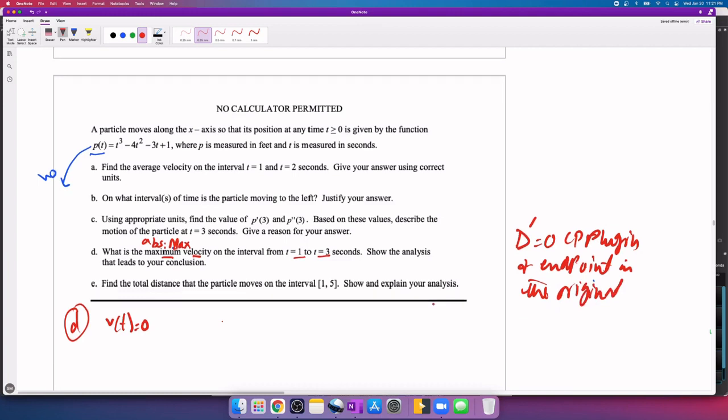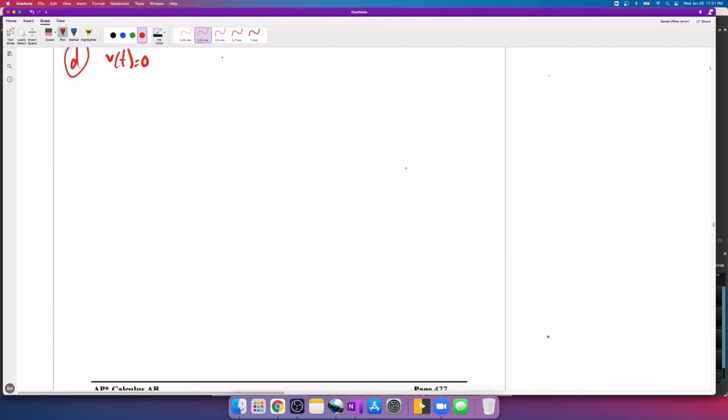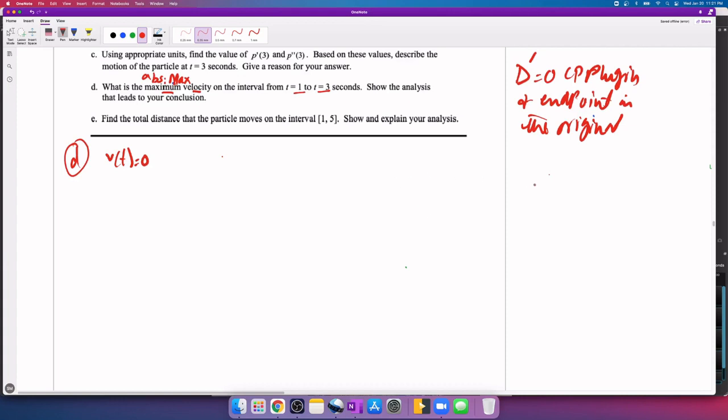Okay, now if they talk about, for example, a maximum of a function, then you have to take a derivative of that function and make it equal 0, and the original is going to be that function. Since they are talking about maximum velocity, the original is the velocity function, v of t. So we're going to take a derivative of the velocity, make it equal 0, and we get the critical point.